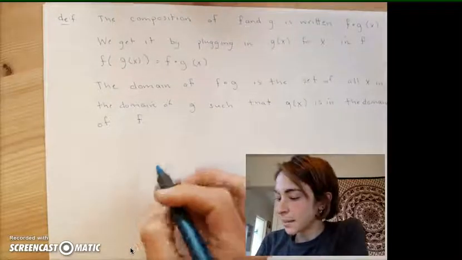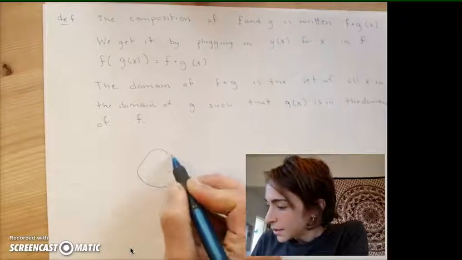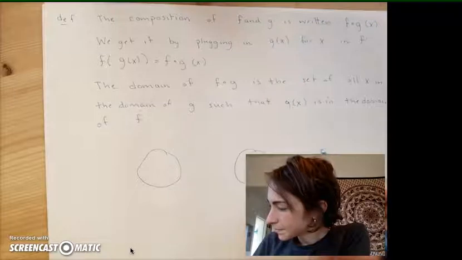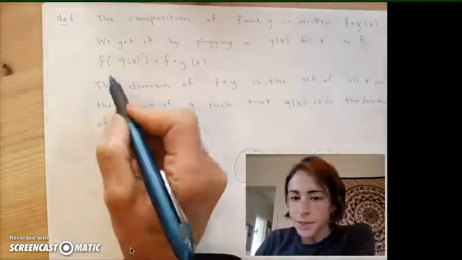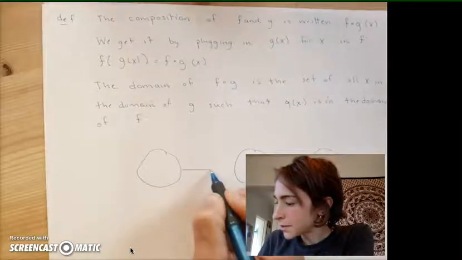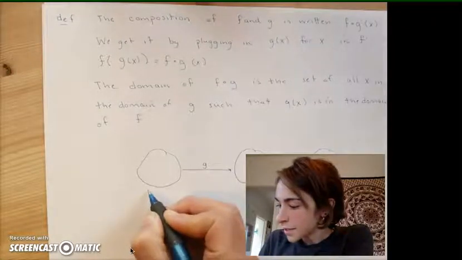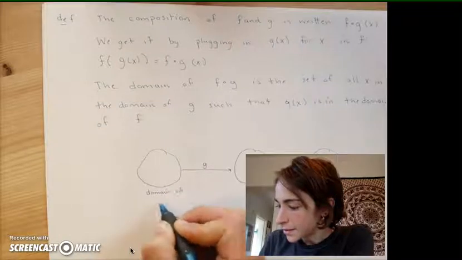Well, let's go back to that picture, a similar picture to the one we drew before. So here are 3 sets. Okay? So when we do the composition of f with g, we first do g, the function g. So this should be the domain of g.